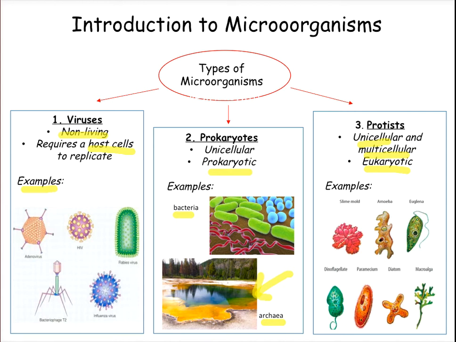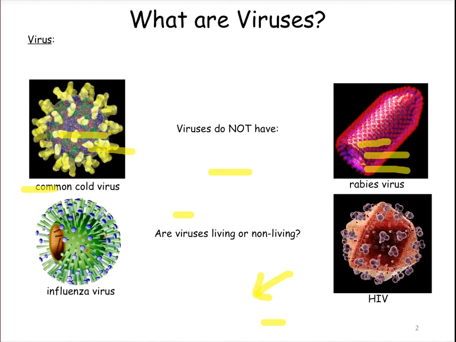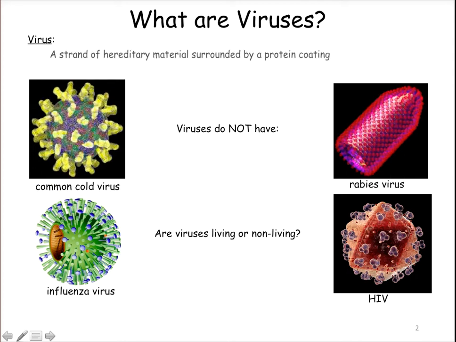Okay, now that we've introduced these 3 categories of microorganisms, let's look more closely at our first category, which are the viruses. Let's begin by defining the term virus. A virus is a strand of hereditary material surrounded by a protein coating.